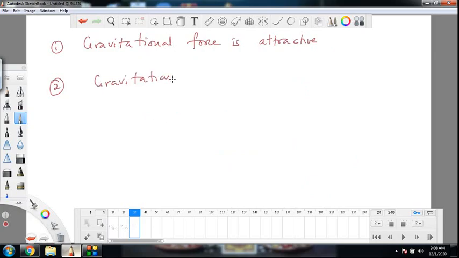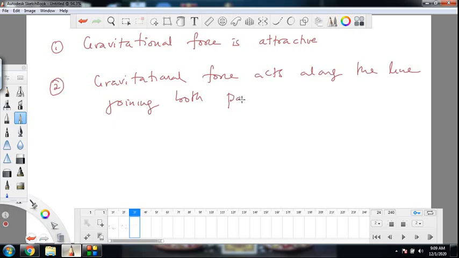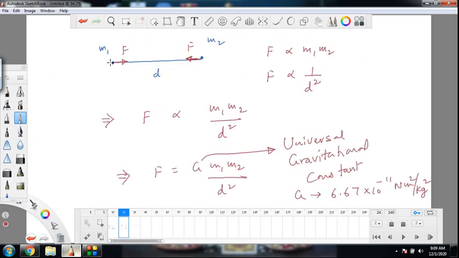Gravitational force acts along the line joining both particles. So you can see here I have m1 and m2. First I joined them by the line, the blue colored line. So the gravitational force acts along that line.